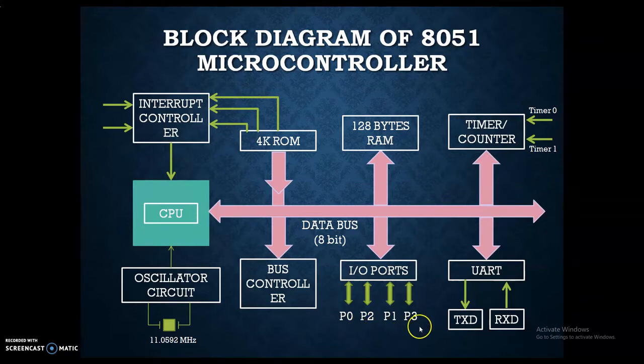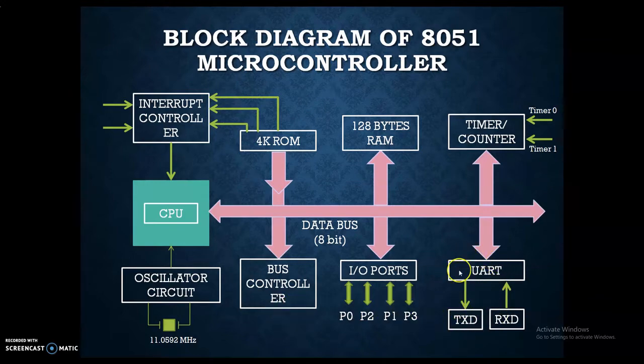And you can see that the name order is somehow different. We need to write P0, P1, P2 and P3, whereas we have written P0, P2, P1, P3. So there is a significance of this. We'll come to that very soon.